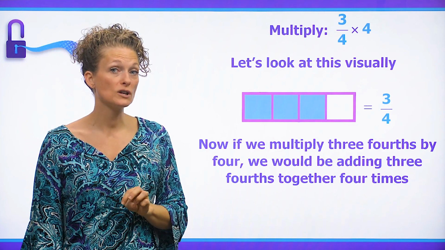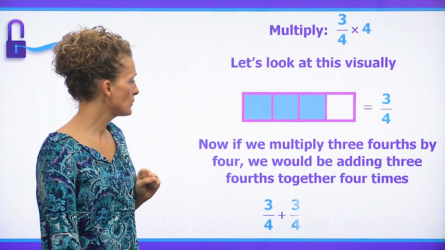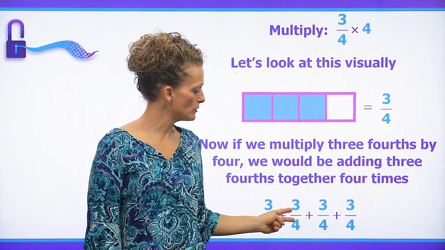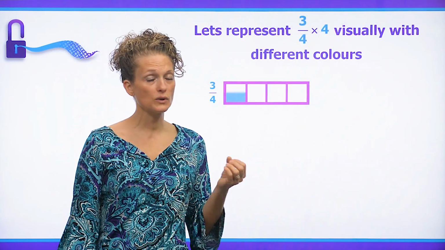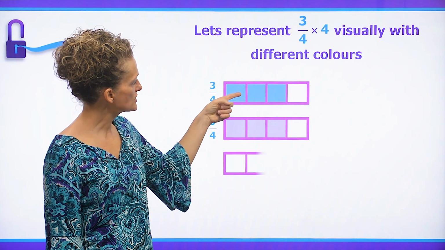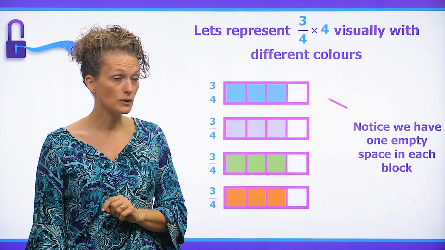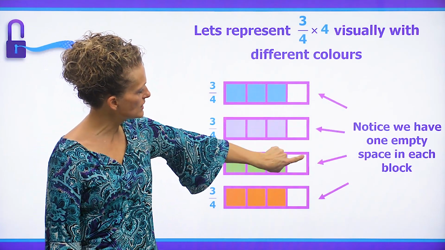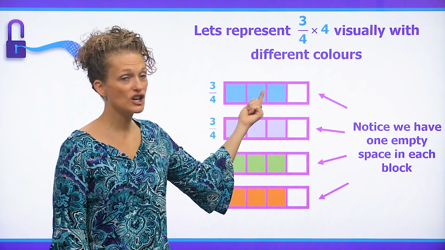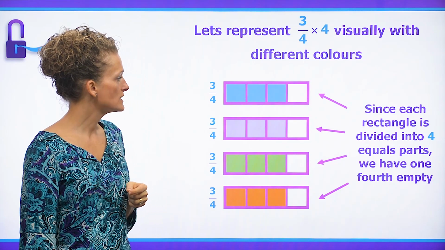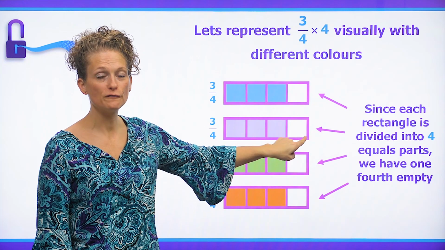Now if we multiply 3/4 by 4, multiplication is repeated addition, then we're actually going to have 3/4 plus 3/4 plus 3/4 plus 3/4. So now let's draw that, and we're going to show each 3/4 with a different color. So this is 3/4, this is 3/4, this is 3/4, and this is also 3/4. Now notice in each of these, we have one blank space, which you expect because we're only shading 3 of the 4. So since each rectangle is divided into 4 equal parts, we have 1/4 empty.